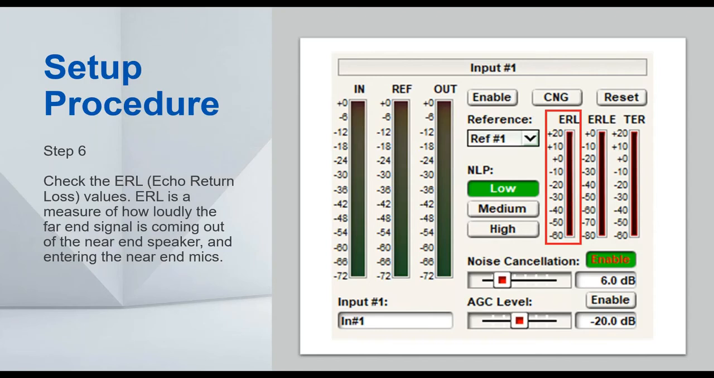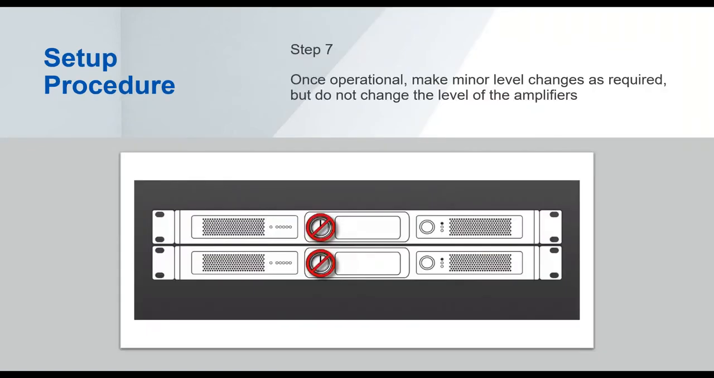Around -20 is ideal, and we're going to talk a little bit more about that. But again, the ERL is basically a visual indication of how hard the AEC process has to work to remove the echo. It's normally going to be a negative number. If it's positive or really negative, then it's going to indicate a gain structure problem. So at this point, don't adjust the amplifiers.